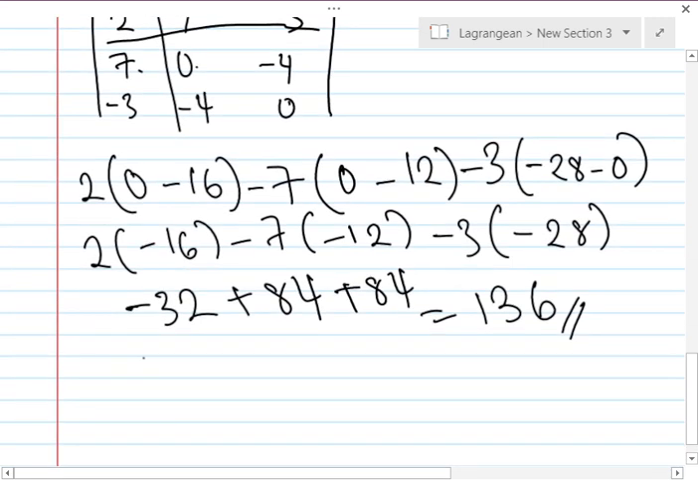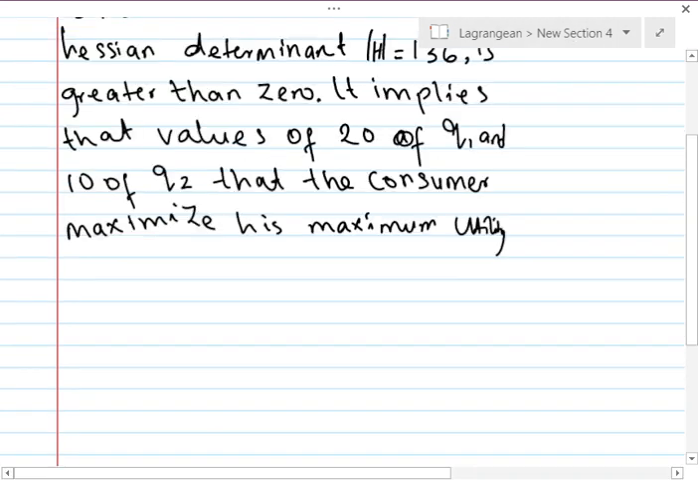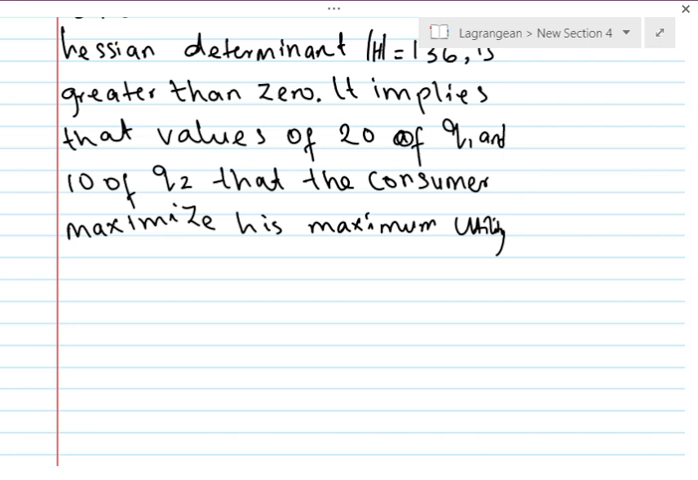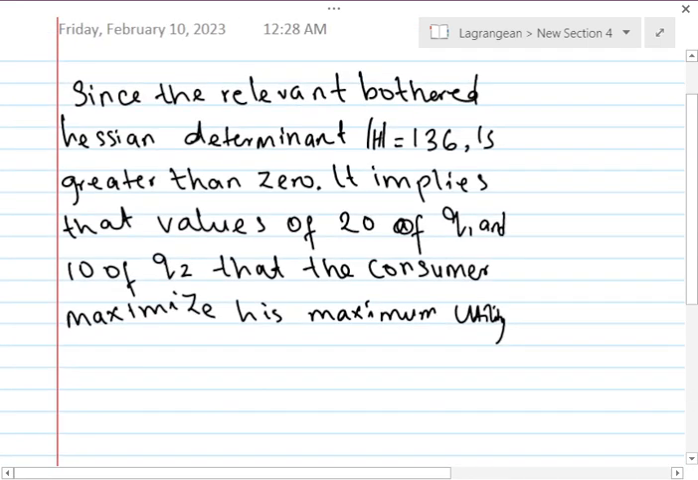So is 136 greater than 0? Yes. So let's read the last part. Okay, this is it. This is the explanation of everything. Since the relevant bordered Hessian determinant H is equal to 136 and it's greater than 0, it implies that the values of Q1 and Q2, that's 20 and 10, are where the consumer maximizes his utility. So he can use the Q1 and Q2 to achieve maximum utility because this has determined everything.